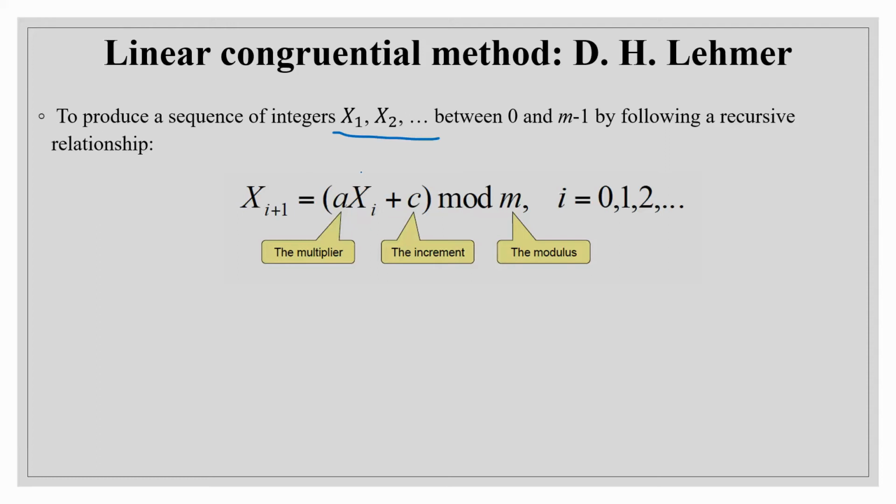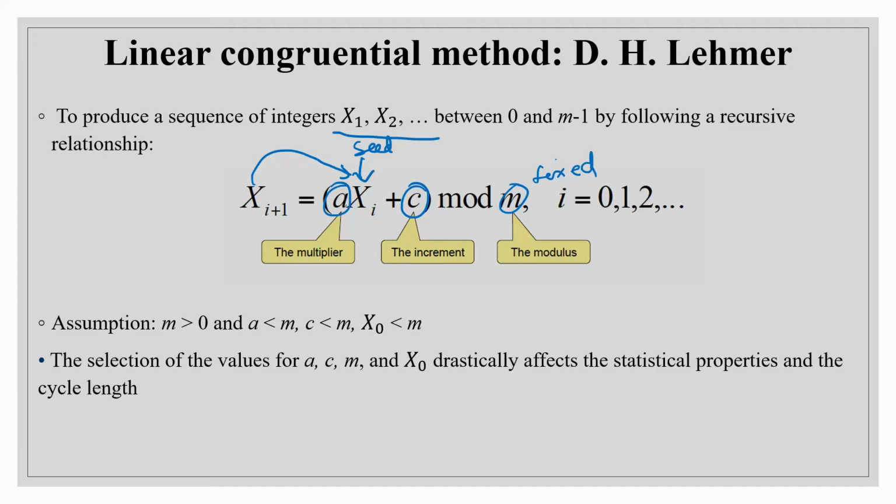So this one is a seed which we need to give. A, C and M are fixed. So whatever is generated over here we will put it again. So this is a recursive relationship. Now obviously if we change the value of A, M and C, the statistical property and the cycle length will change.